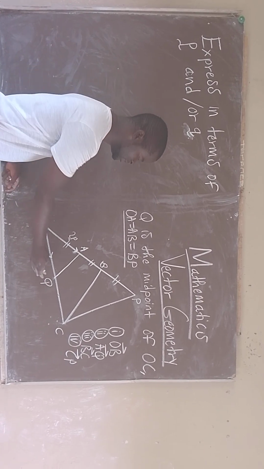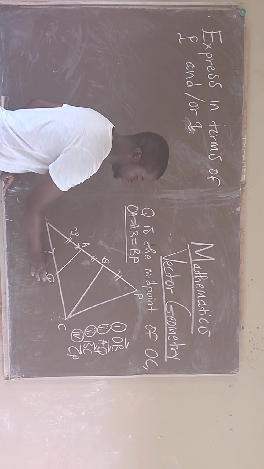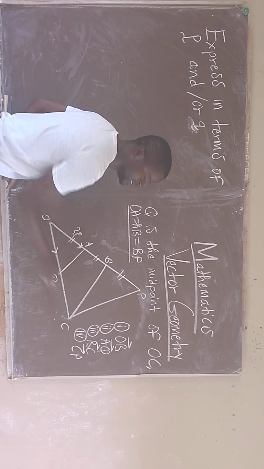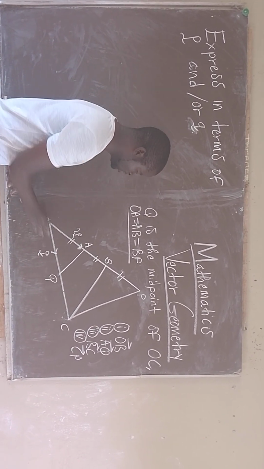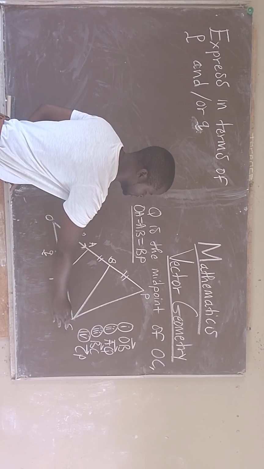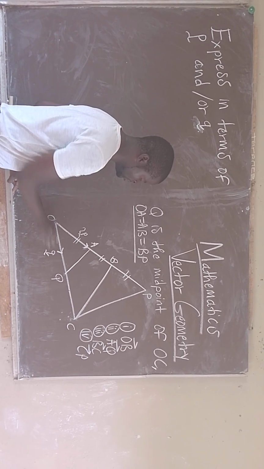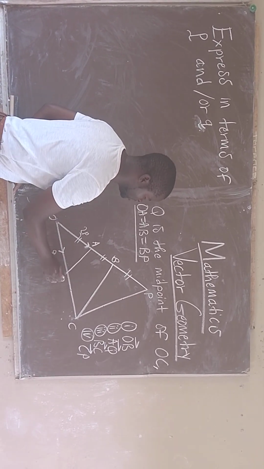Here is the statement of the question, which says Q is the midpoint of OC. So this Q is the midpoint of line OC. If Q is the midpoint of line OC, this simply means that OQ is equal to QC. And this signifies that vector Q on OQ is also the same vector on QC.